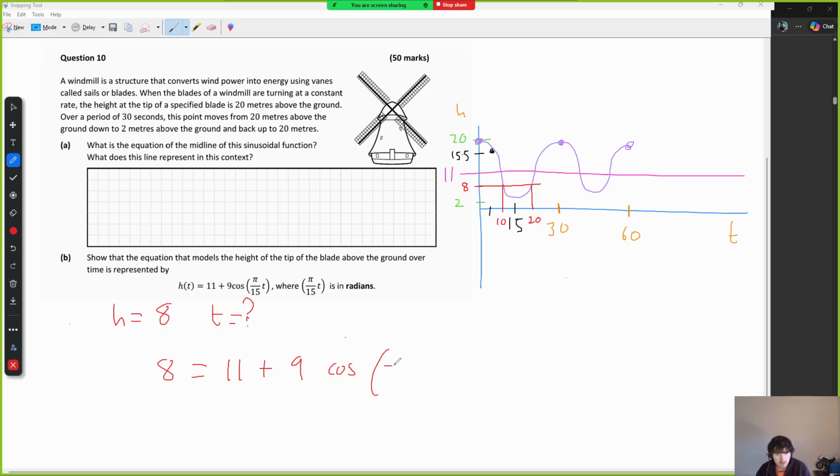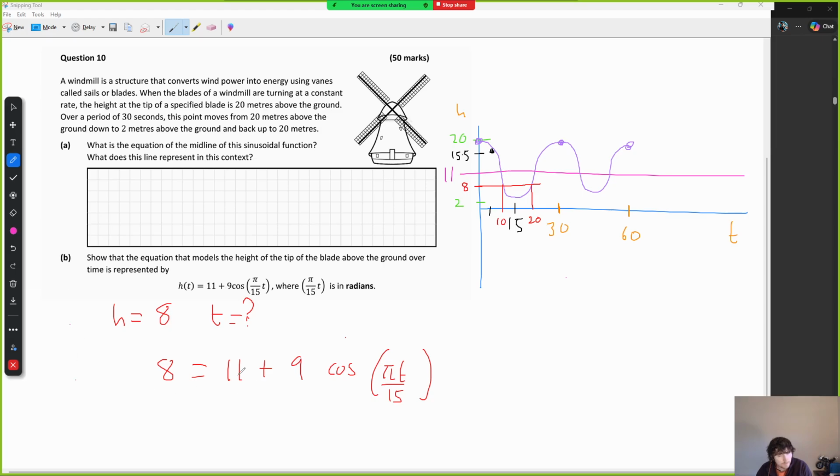cosine of pi t over 15. Now we've got to find t, so t will be tricky here. As you might remember from some of the previous videos I showed in trigonometry, these are a bit like quadratics, these cosines and sines. They usually give two values, as we expect from the graph up there. So what do I do here?